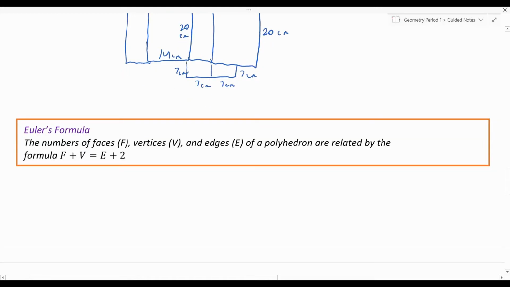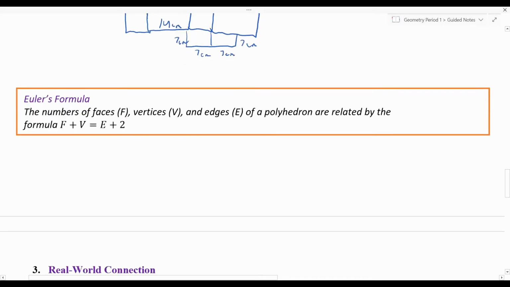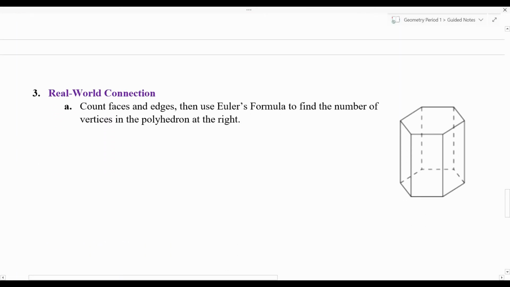All right, Euler's formula, which we have right here. Now you can call it Euler or Euler, it doesn't matter to me. I call it Euler because that's the way I was taught. Euler's formula states that the numbers of faces F, vertices V, and edges E of a polyhedron are related by the formula F plus V equals E plus 2. So faces plus vertices equals edges plus 2. That's pretty much what that says. So we're going to take a look at how we can apply this formula, and we're going to do this right here.